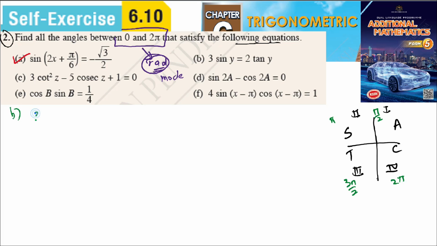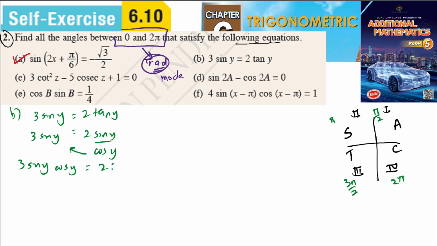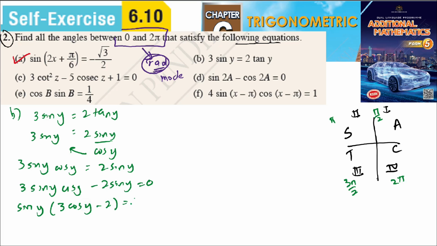So B, 3 sine y is equal to 2 tangent y. So we know that tangent is equal to sine y over cos y, and this one is 3 sine y, right? So we bring it at one side. So 3 sine y cos y is equal to 2 sine y. So we bring it at one side. 3 sine y cos y minus 2 sine y is equal to 0. So we can factorize sine out. So sine y times (3 cos y minus 2) is equal to 0.